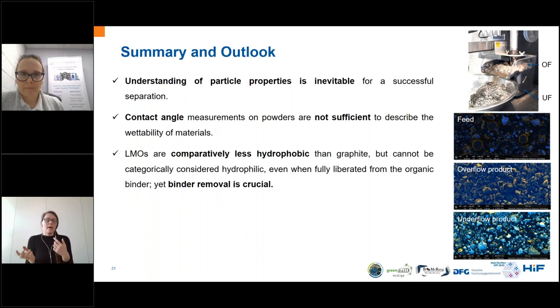Of course, the lithium metal oxides are less hydrophobic than graphite. But as I just said, they cannot really be considered hydrophilic in total, because even though they are hydrophilic, as people say, they still attach to the gas bubble, and they are still recovered. And this is just for the pure material. I showed you at the beginning, if we set the binder on top, this is even worse. So the binder removal is very crucial if you want to successfully separate the particles.